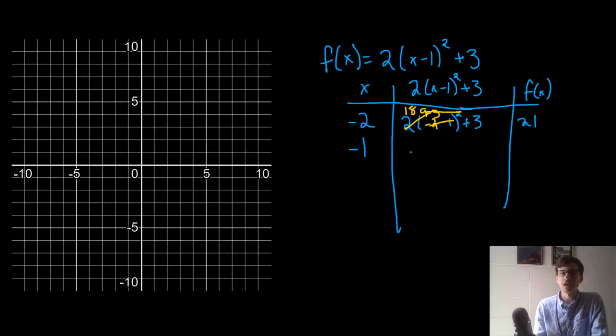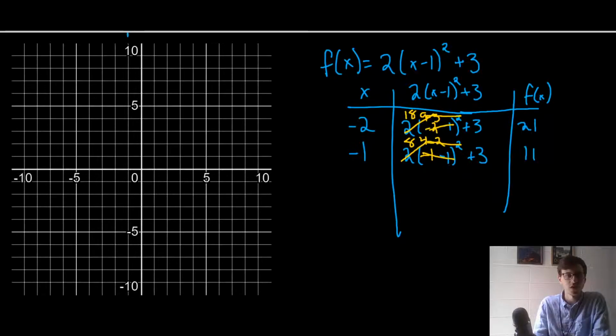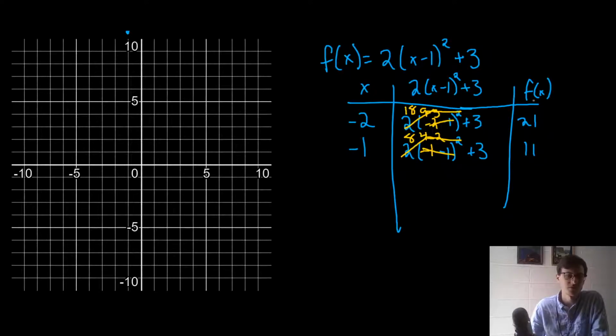Okay, so -1: 2 times (-1 - 1)^2 plus 3. Okay, -1 minus 1 is -2. -2 squared is 4. 2 times 4 is 8. 8 plus 3 is 11. So that's not too bad because (-1, 11) is like 6, 7, 8, 9, 10, somewhere up here, right? Kind of hard to find, but it's just past our graph.